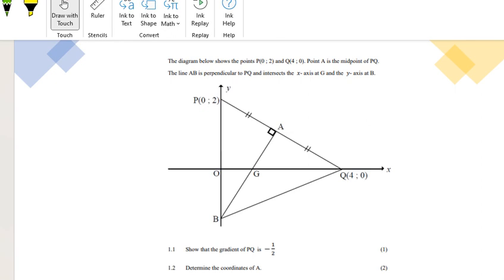The line AB is perpendicular to PQ and intersects the x-axis. This is the x-axis here. It intersects the x-axis at G, at this point G, meaning this is the x-intercept, meaning y is 0 here.